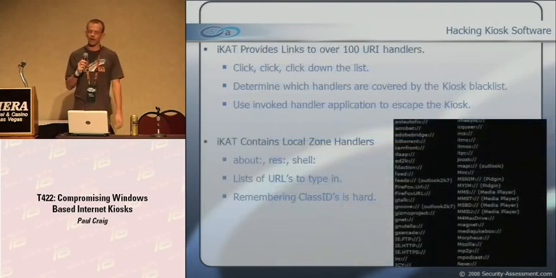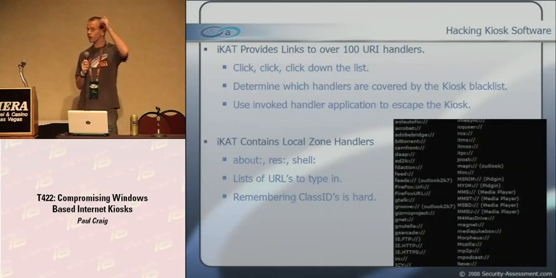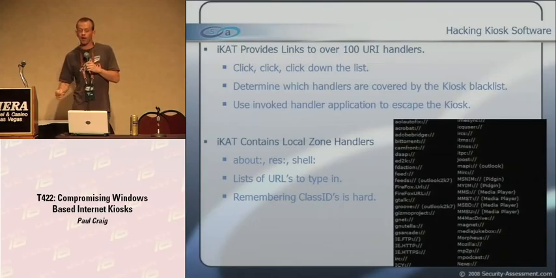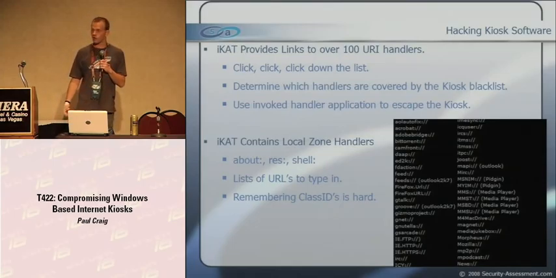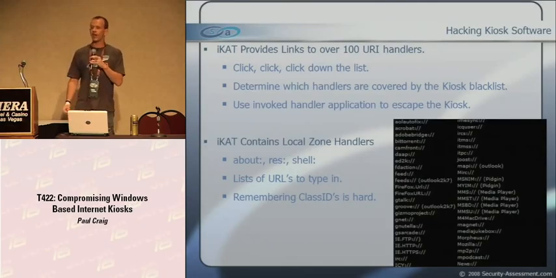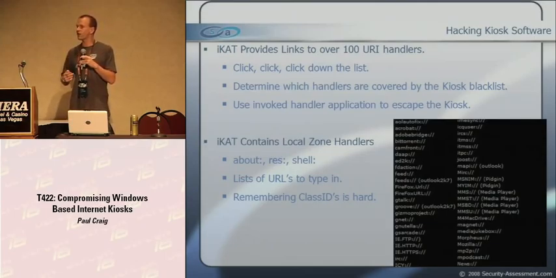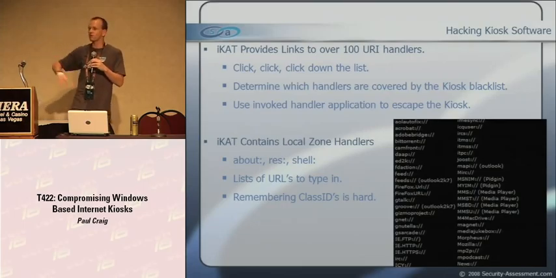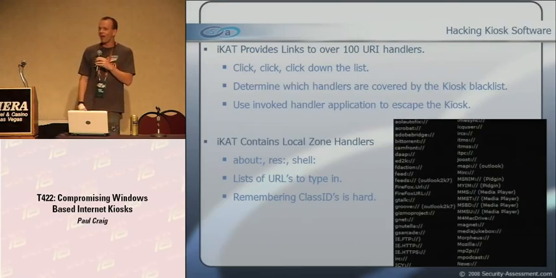Okay, so iCat provides links to over 100 different URI handlers. So you can just click down the list and see what pops up. You can determine which handlers are covered by the kiosk blacklist and use the invoke handler to escape the kiosk itself. I've also implemented automatic execution of URI handlers. By using DHTML and JavaScript, I can sequentially invoke all these handlers. So you don't even have to click down the list. You just click once, and then stuff just pops up. It just spawns everywhere. And you win!